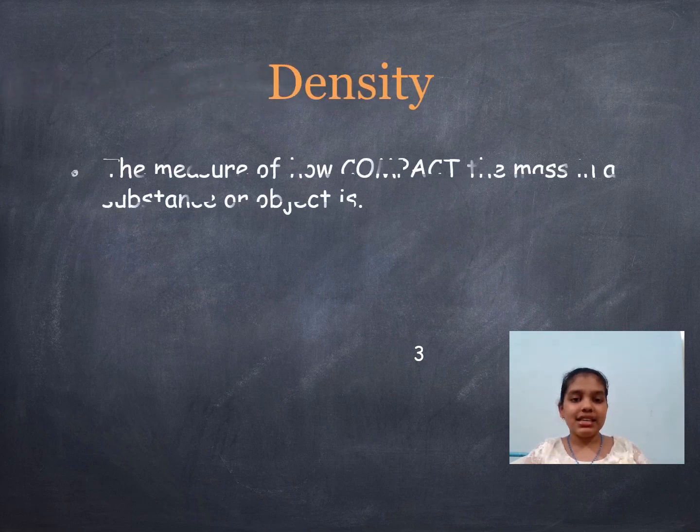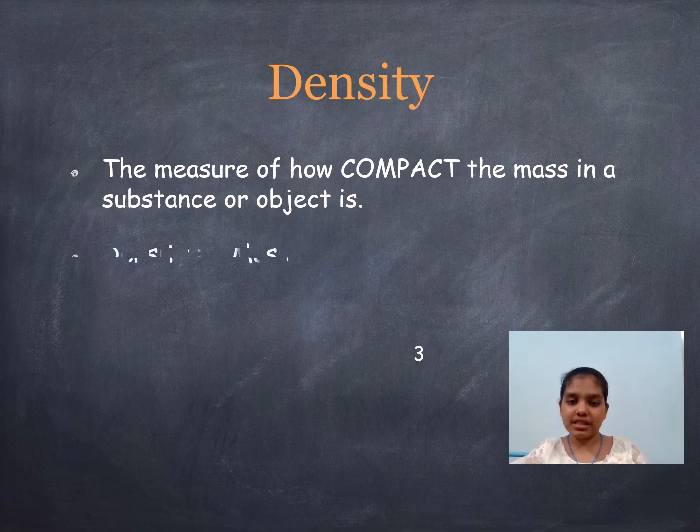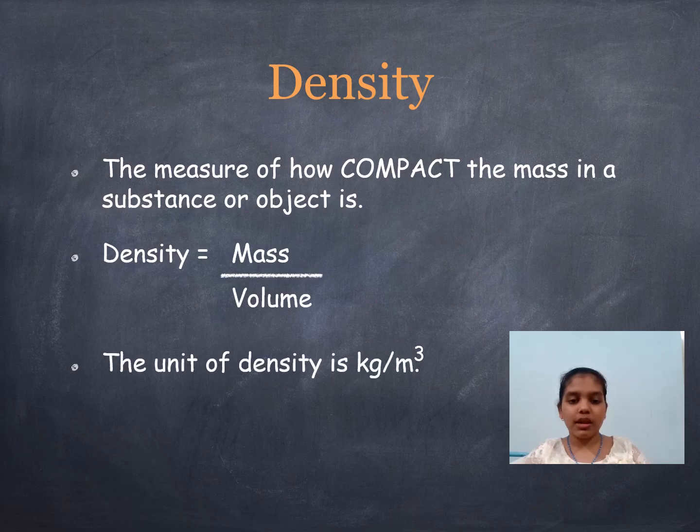Density. Density is the measure of how compact the mass in a substance or object is. The formula for density is mass by volume. The unit of density is kilogram per meter cube.